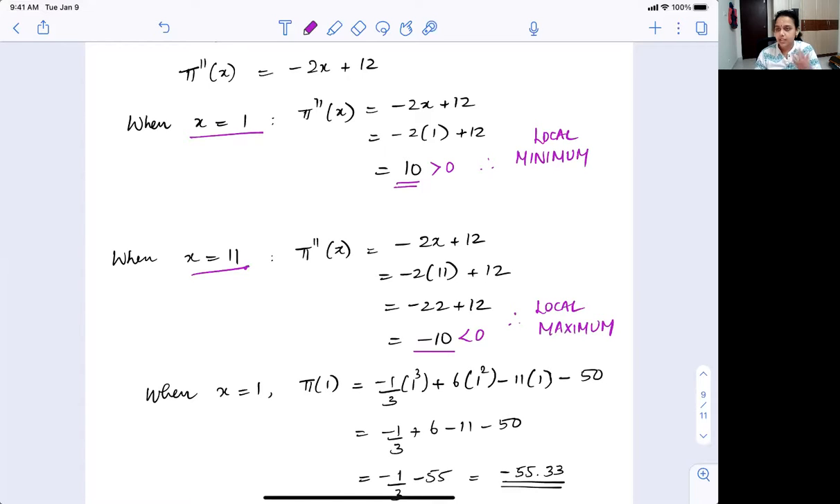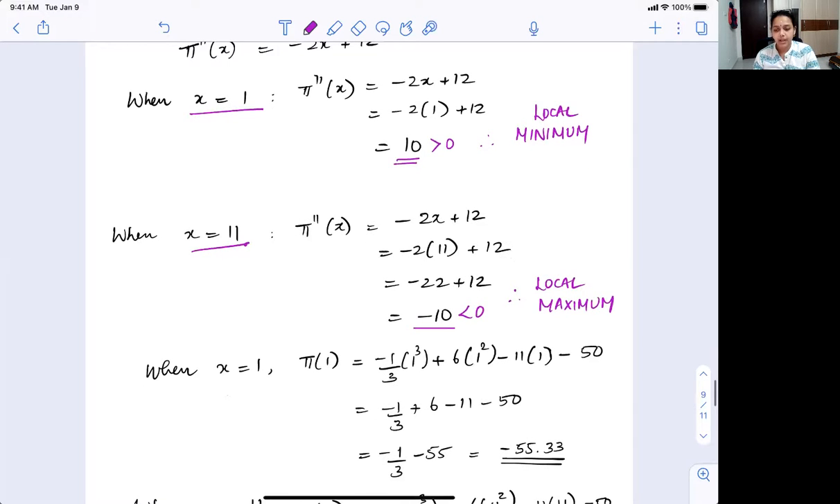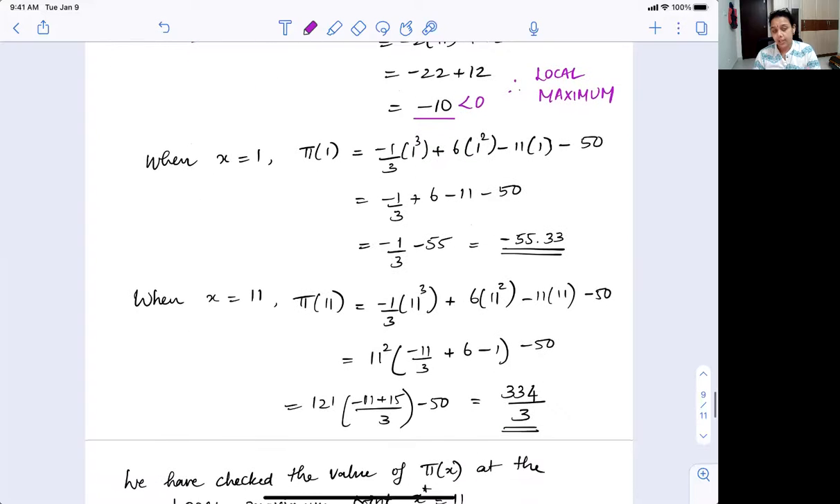So far so good. This is something that we've been doing in the first and second derivative tests, and I've just applied the same logic. And now I'm going ahead and computing the profit values for each of these X values. At X is equal to 1, we know we have a minimum, and we see that profit is negative. At X is equal to 11, we know we have a maximum, and the maximum value of profit is given by 334.3. So we've actually done what the question has asked us to do.